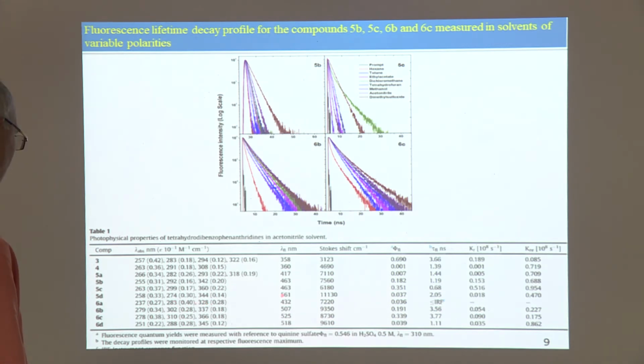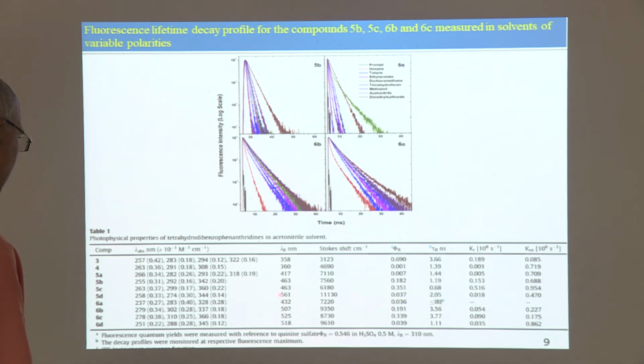And when we go to 5D, again it is 274, 344. It is enormously redshifted, 561. 5D is, as I told you, a nitro derivative. In case of 5D, we have the phenanthridine, to which a phenyl ring is attached, and on the phenyl ring a nitro group is attached. So the phenanthridine portion is working as the donor, and the phenyl ring with the nitro group is working as the acceptor.